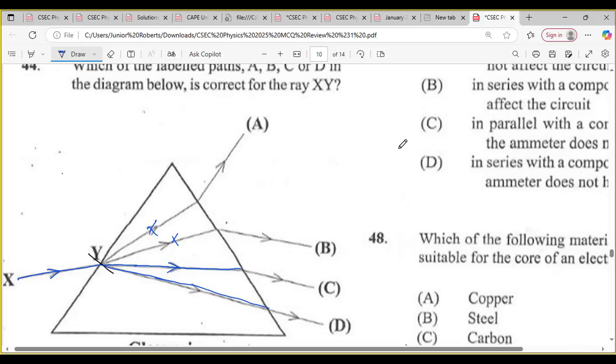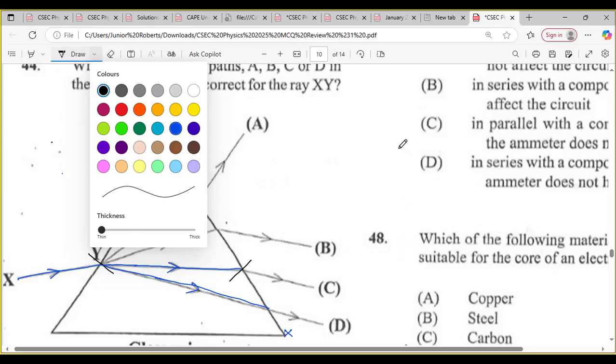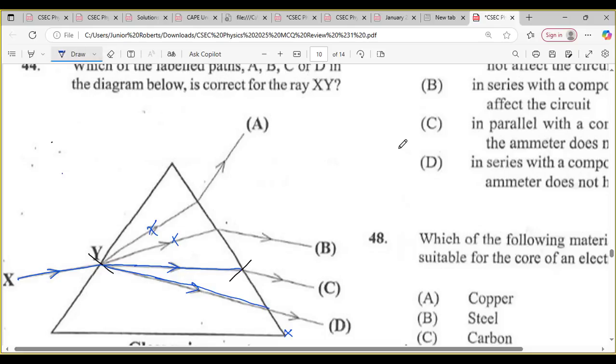Now, at this boundary here, we're going from glass to air, so it should undergo refraction. In this case, it should refract away from the normal because we're going from more dense to less dense. So what we see now is that for C, it is refracting away from the normal like this. So the answer is indeed C.